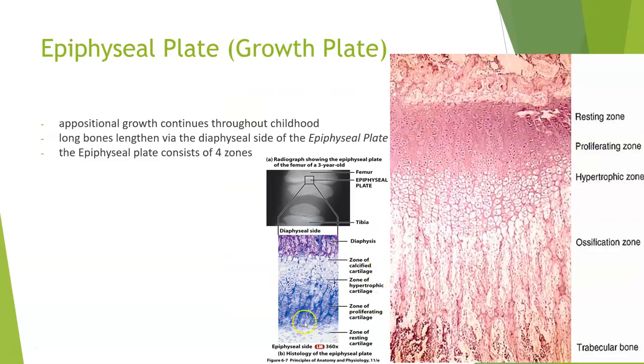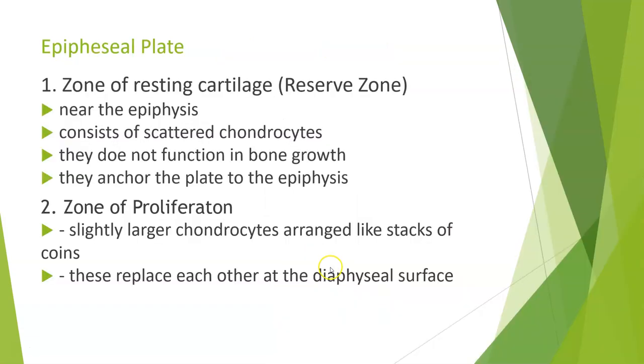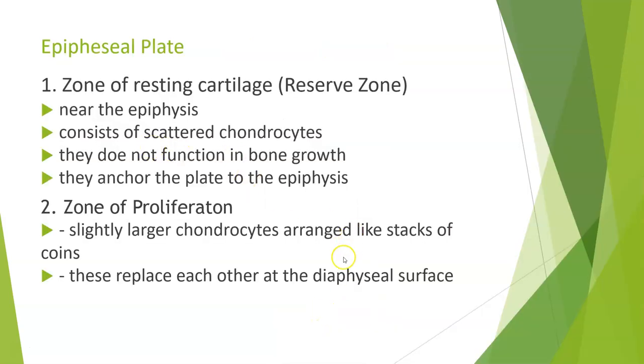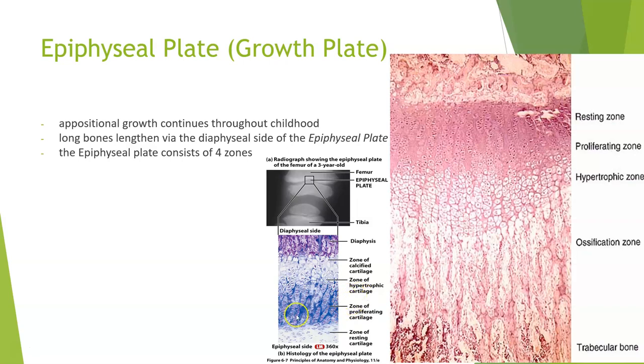So we can see here in this diagram, here is our diaphysis. We have this zone of calcified cartilage, which you can think of as the anchor of the growth plate into the diaphysis. Then we have the zone of hypertrophic cartilage here. The diaphysis is here. We have the zone of calcified cartilage here, which anchors it to the diaphysis. We have the zone of resting cartilage here that anchors the growth plate to the epiphysis. So calcified cartilage anchors to the diaphysis. Resting cartilage anchors the plate to the epiphysis.